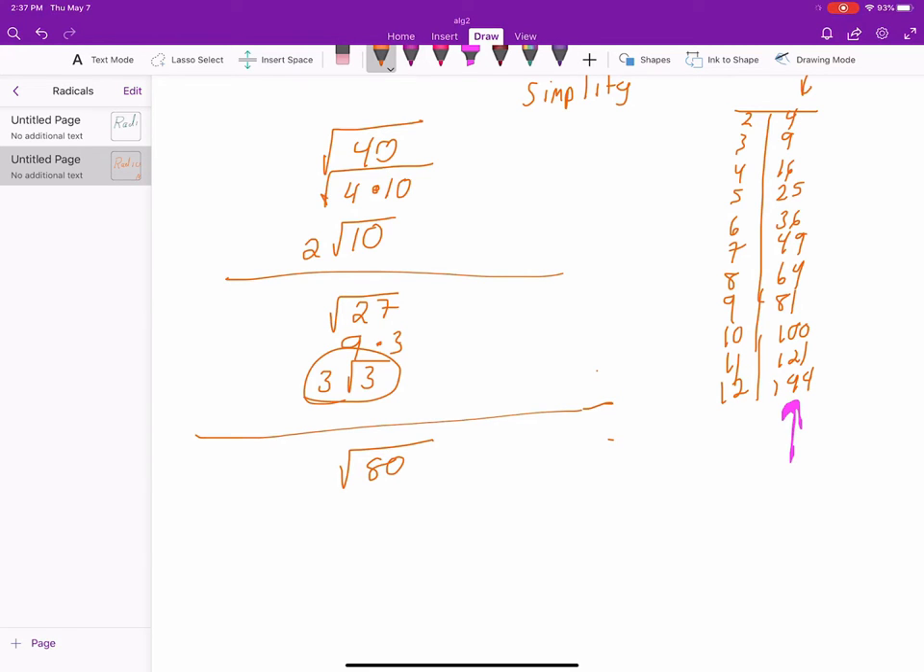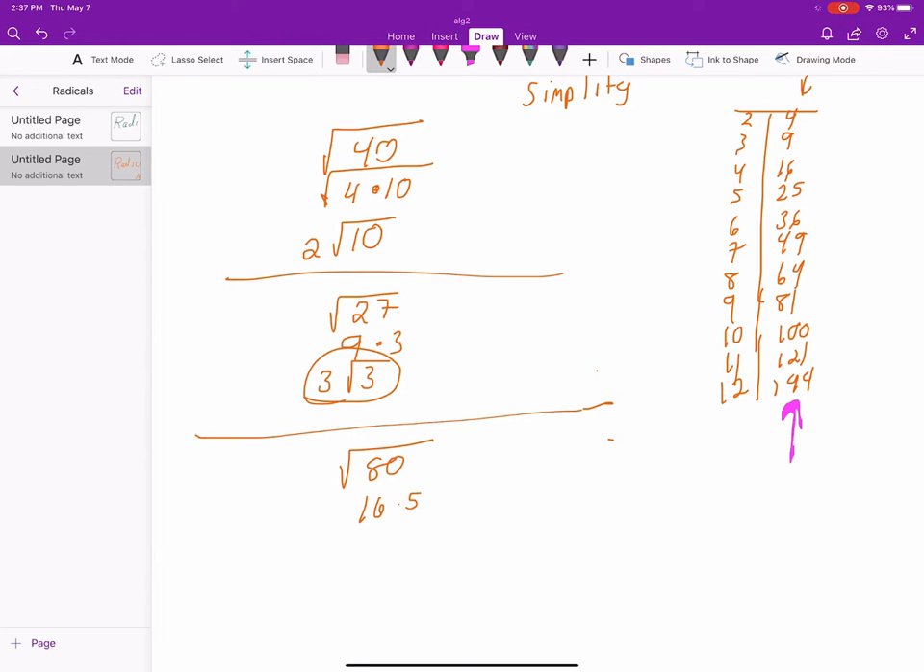But we want to make sure it's the largest. And we know 9 doesn't go in, but we might want to try 16. So let's see if 16 goes into 80. I'm going to use my calculator and take 80 and divide it by 16 to see if 16 goes in there evenly, and it does. 16 goes in there 5 times.